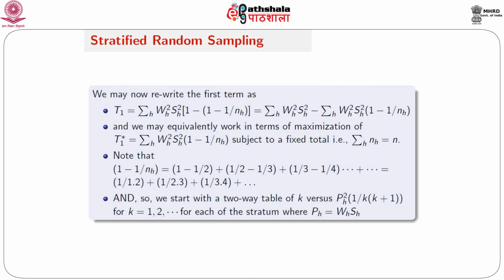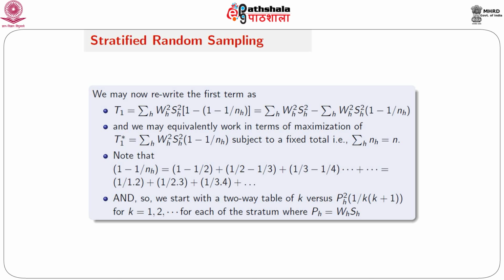Now we may rewrite the first term as summation WH square SH square over nh. That 1 over nh we can write as 1 minus (1 minus 1 over nh). That's fine. So the first part now becomes summation WH square SH square minus summation the same thing times (1 minus 1 over nh). And because we want to minimize this expression, it is as good as maximizing the second part with a negative sign, namely maximizing what we call T1 star, summation WH square SH square into (1 minus 1 over nh), subject to a fixed total summation nh equal to n.